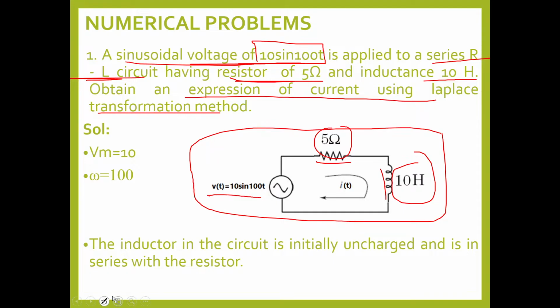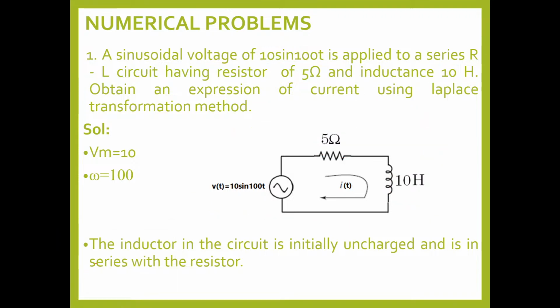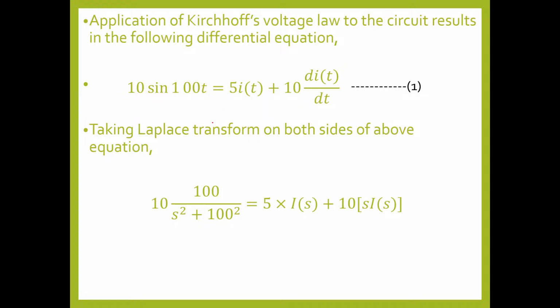Based on the given data in the question, I have simply written some extra terms here. VM is nothing but 10, and what is this? Sin omega t. Omega value is 100. So VM and omega value I have written here. Now apply KVL to this circuit.